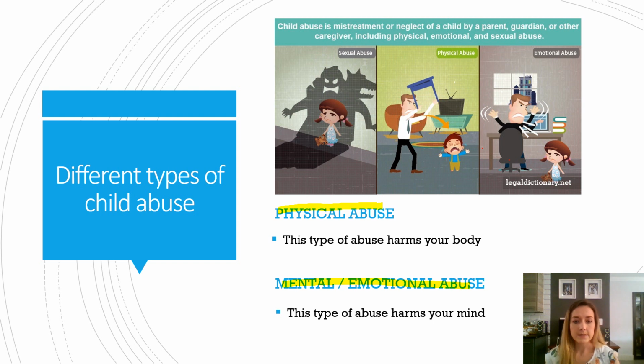Okay, to understand why they are different and how we categorize them, physical abuse is the type of abuse that harms your body. Okay, so if you're being physically abused, someone could see it. Okay, they could maybe see bruises on you or cuts or scratches on your body. And then mental or emotional abuse, you can't physically see. I can't see that you are being mentally or emotionally abused because it harms your mind.